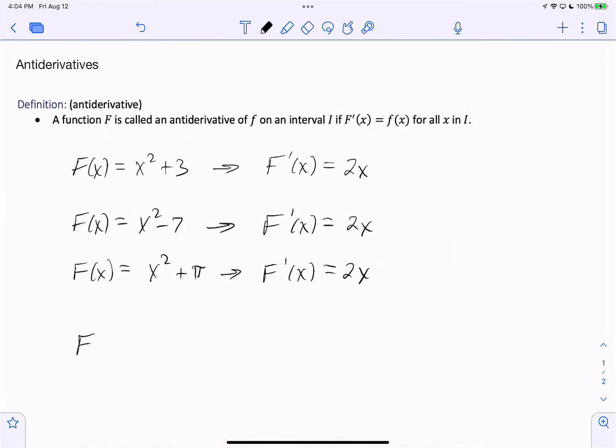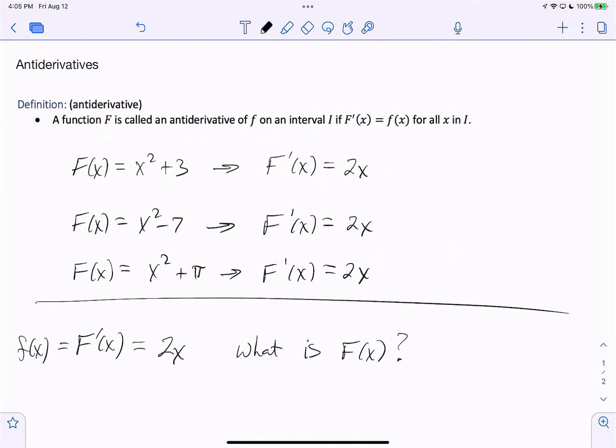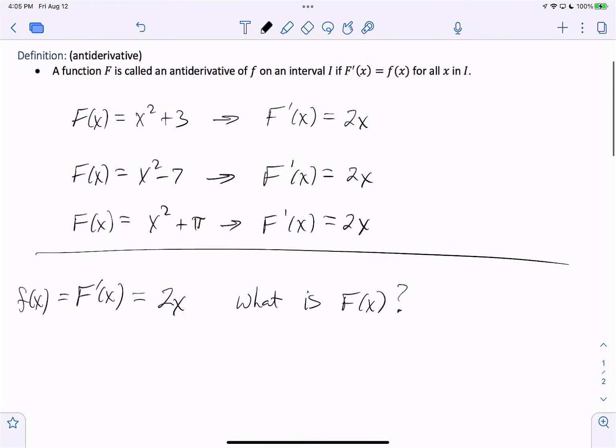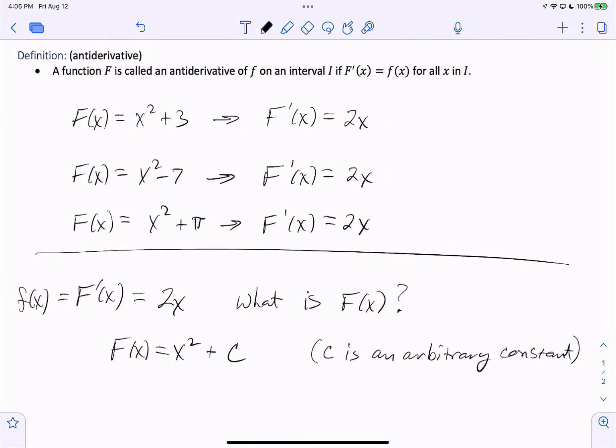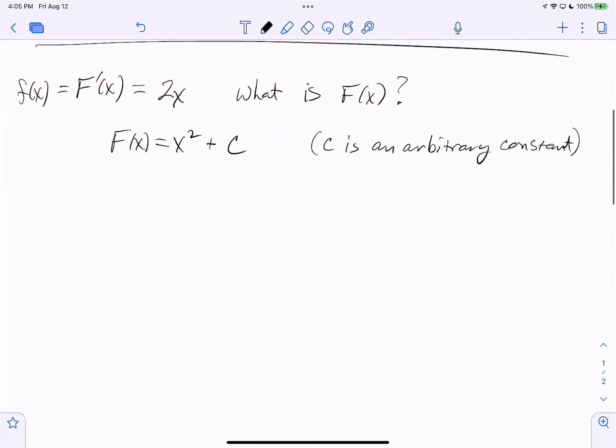If I start by saying, hey, F prime of x, and by the way, this would be the lowercase f of x in this scenario, if I say F prime of x is equal to 2x, and then I ask you, hey, what is F of x, the antiderivative? You could tell me that F of x is equal to x squared, and then I'd say, yeah, but what about all these? The plus 3, the minus 7, the plus pi. The answer here is that uppercase F of x is equal to x squared plus C, where C is an arbitrary constant. Why is this?